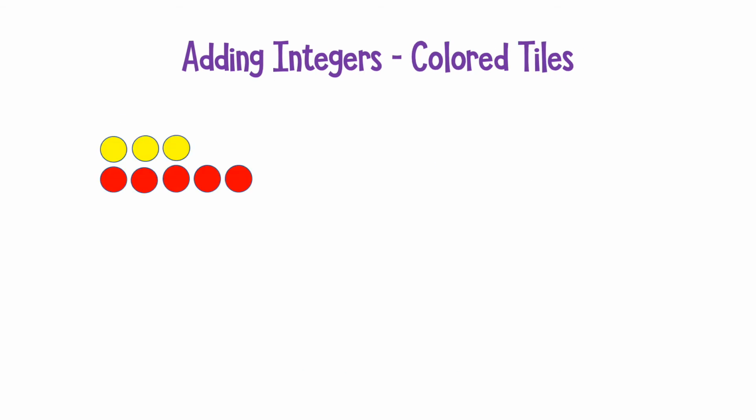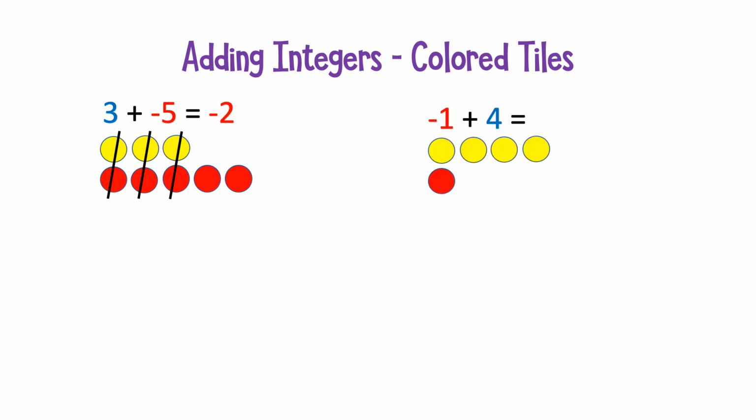When we look at colored tiles, the yellow tiles will represent positive numbers and the red tiles represent negative numbers, so these can cancel each other out. We have an equation here that says 3 positives plus 5 negatives. So if we cancel out the 0 pairs or cancel out the opposites, we're left with 2 negatives. In this equation, we see 1 negative and 4 positives, so -1 plus 4. We can cancel out the 0 pair and we're left with 3 positives.